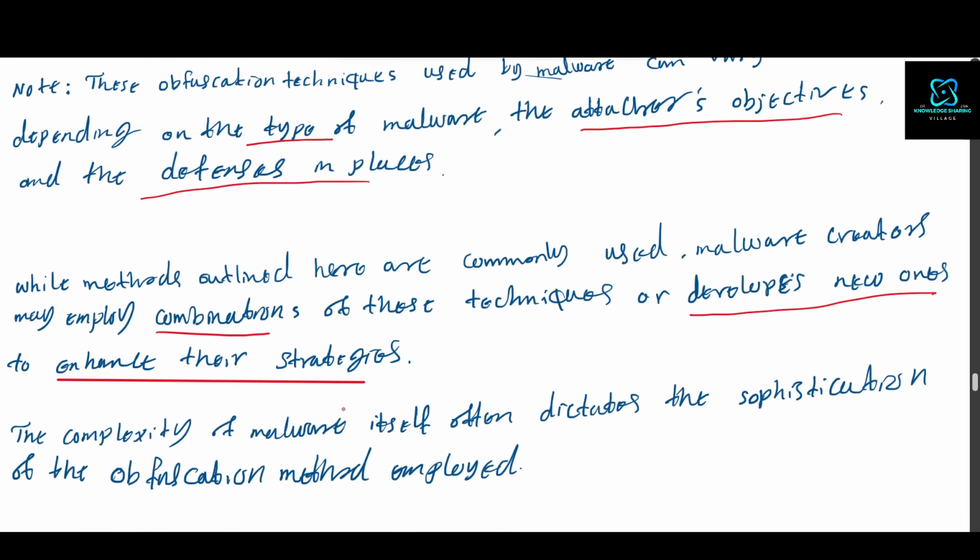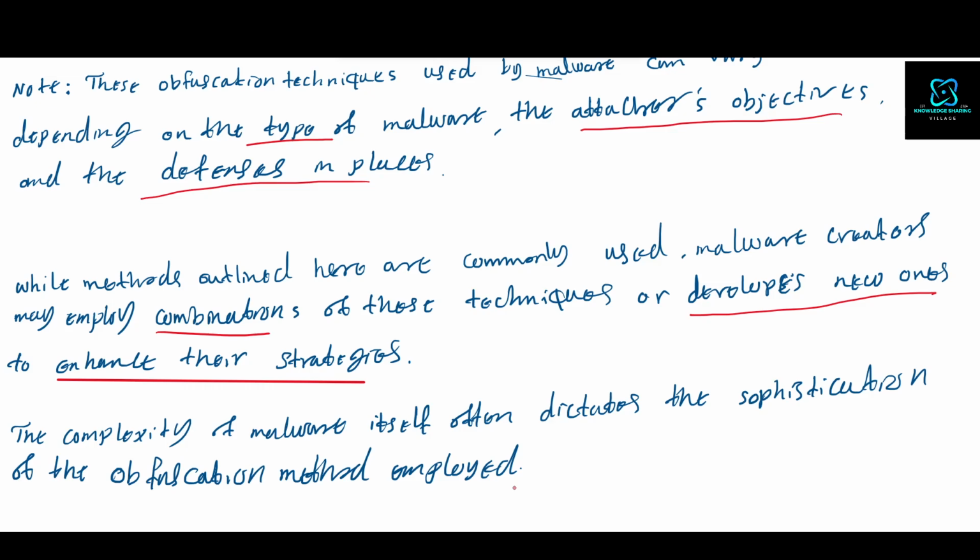to enhance their strategies. The other factor is that the attacker always tries to find new ways to avoid being detected. Another factor that comes into place is that the complexity of the malware itself often dictates the sophistication of the obfuscation method being deployed.